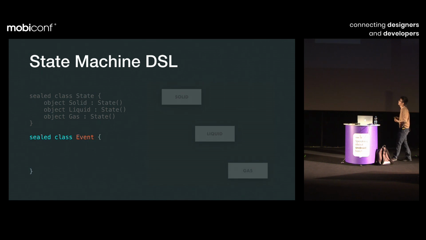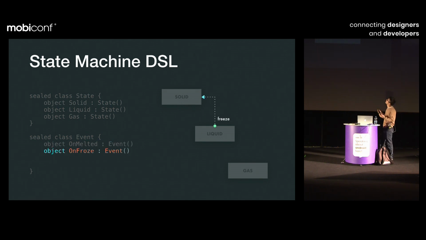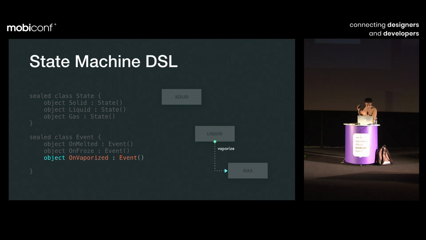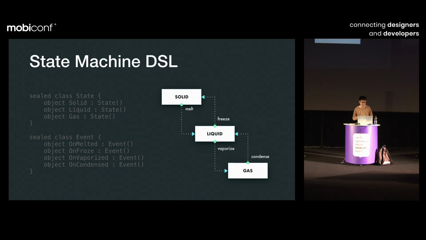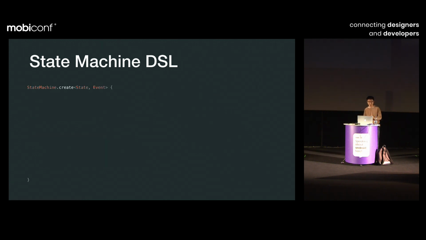Let's do the same for events. We have an OnMelted event. I believe it should be OnFrozen, and OnVaporized, and OnCondensed. So these are the models around the state machine. And let's go ahead and declare a state machine using this DSL.